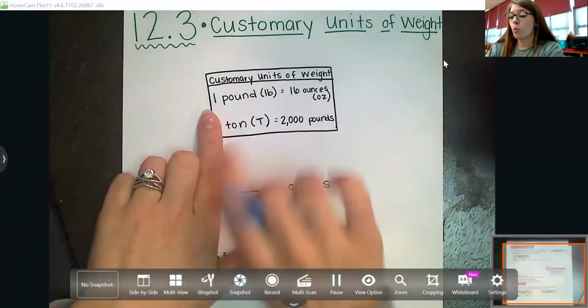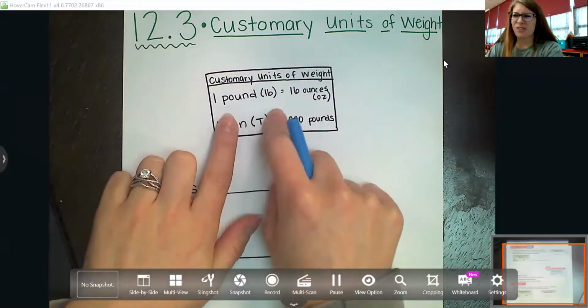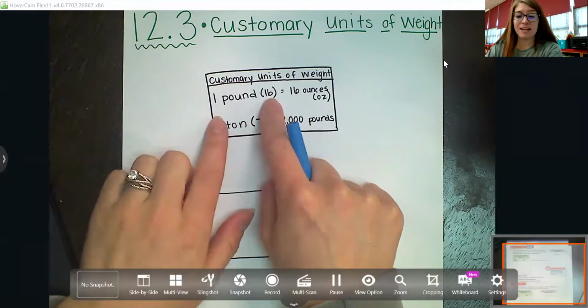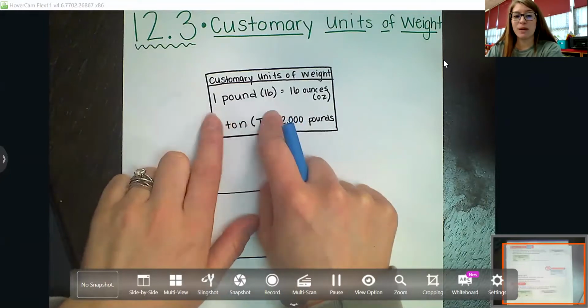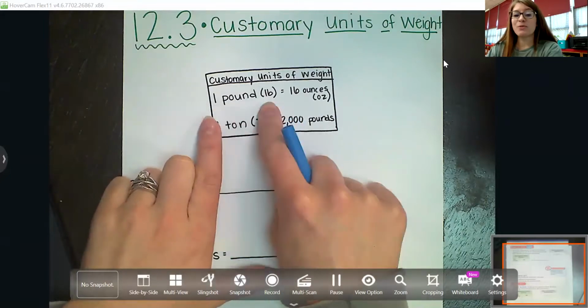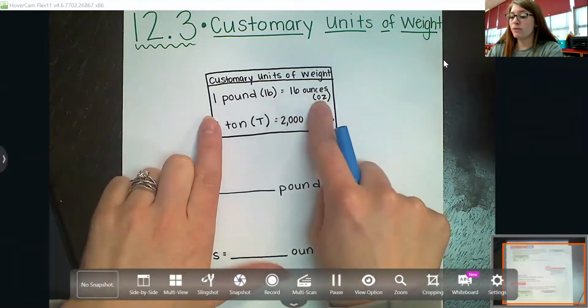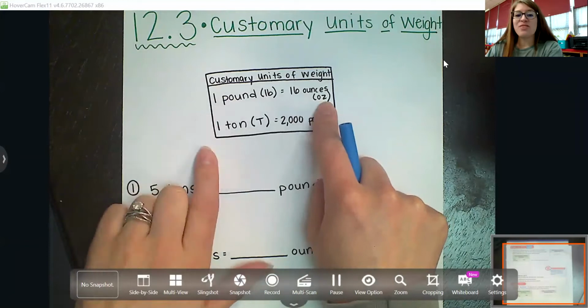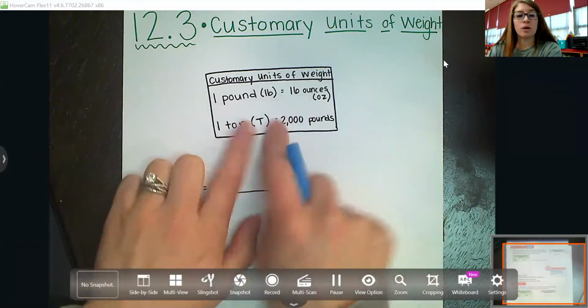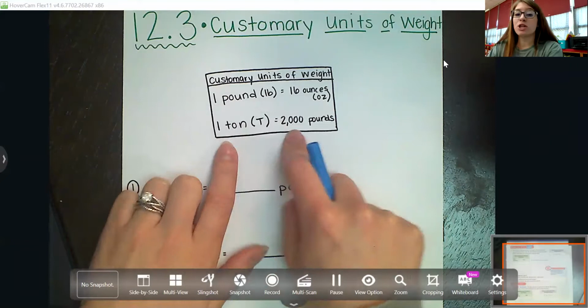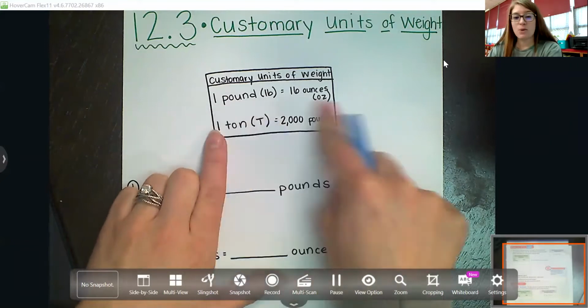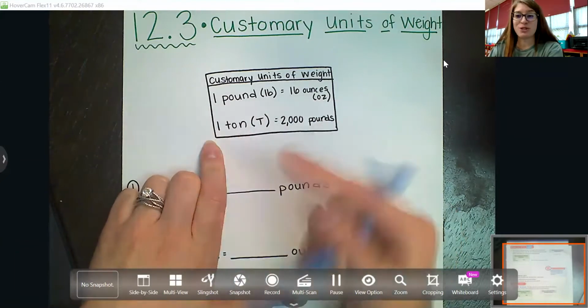We're going to be talking about 1 pound, or LB. I know that's a funny abbreviation for pound, but the abbreviation is LB. 1 pound equals 16 ounces. And for ounces, we just abbreviate it like OZ. And then we're also looking at 1 ton, or capital T, equals 2,000 pounds. So 1 pound equals 16 ounces and 1 ton equals 2,000 pounds.